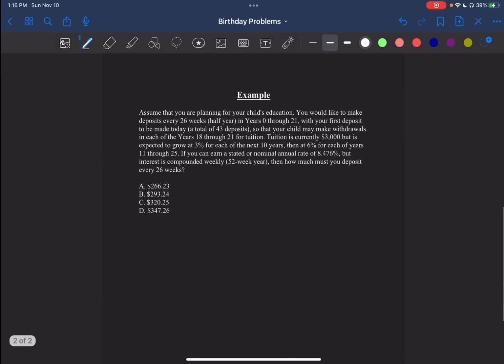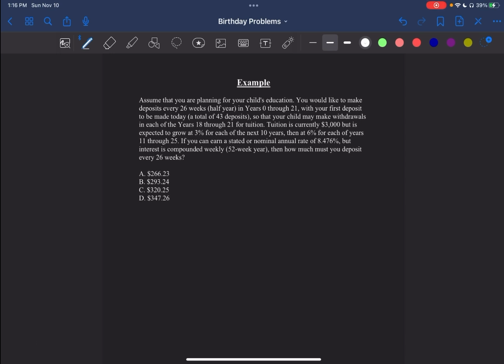So the first example we're going to go into is a tuition problem. Assume that you're planning your child's education. You would like to make a deposit every 26 weeks, a half year. So that's semi-annual deposits, years 0 through 21, with your first deposit made today, a total of 43 deposits, so that your child can make withdrawals in each of the years 18 through 21 for tuition.